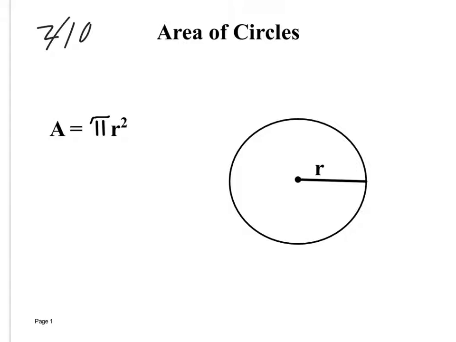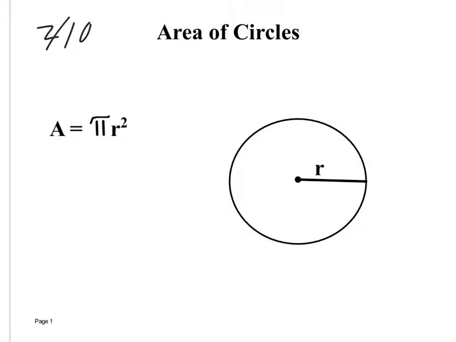Pi, if you don't know what it is, it's a ratio that's been found for a circle, and that's why you can use it for any circle, right? But we're going to use it to solve for area. And the formula here for area is pi r squared.